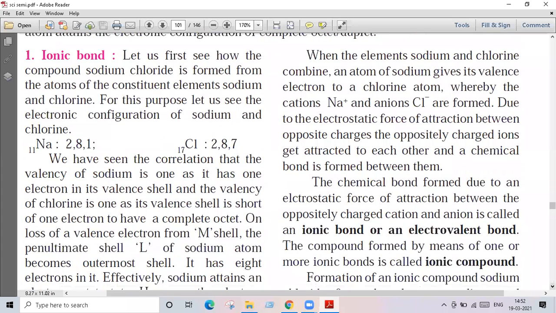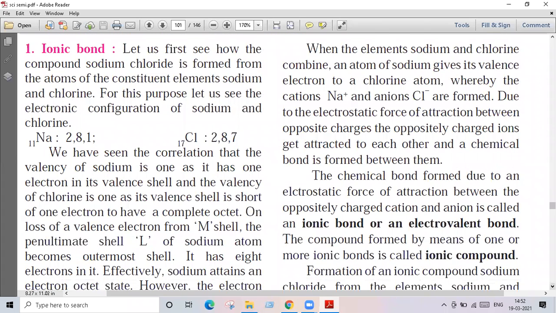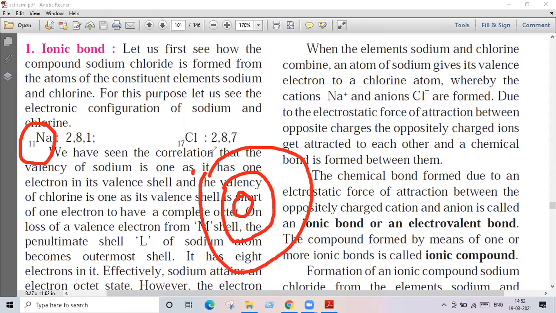So how does an ionic bond form? Example, NaCl. I'm directly taking your example. Na is what? Sodium. Atomic number is 11. So what happens? See, I'll show you here. Suppose this is your sodium. Orbit number 1, orbit number 2, and orbit number 3.